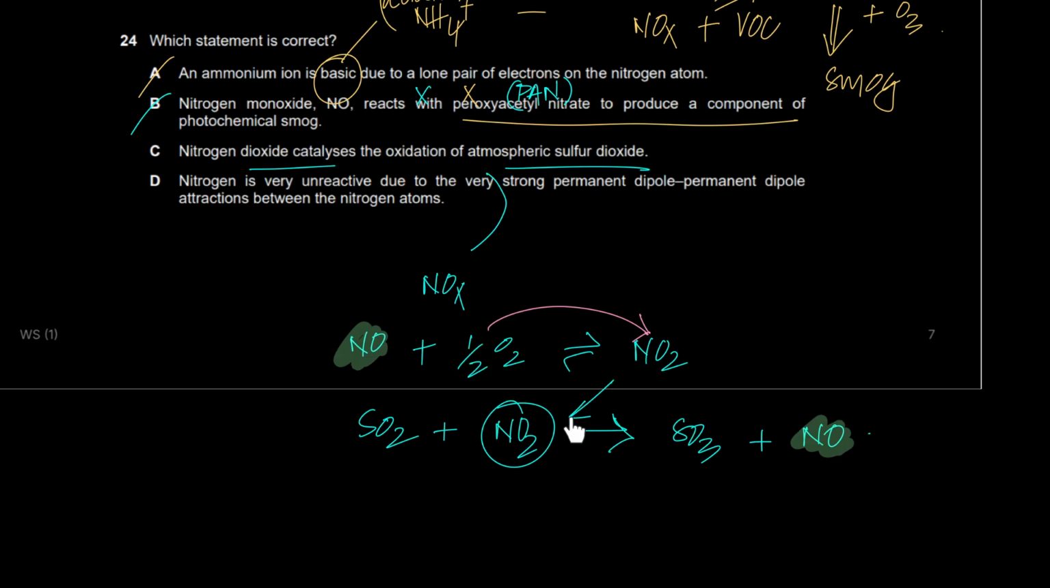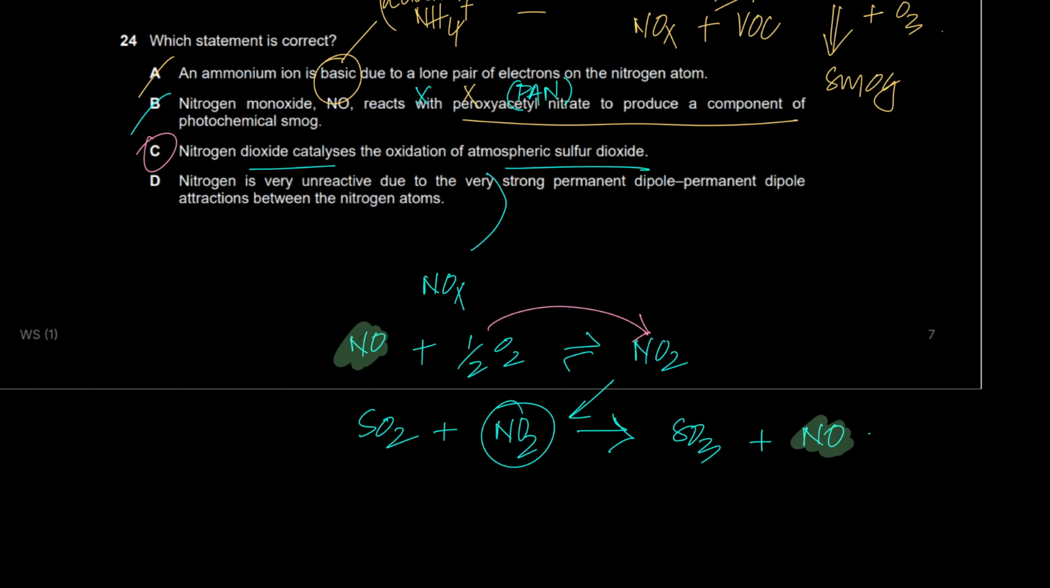So the moment NO2 is used here, more NO2 starts to be made. So NO2 is also a catalyst and NO is also a catalyst, because the moment it's used up to give you NO2, they react to give you more NO. So both nitrogen monoxide and dioxide are catalysts. So C is absolutely correct.